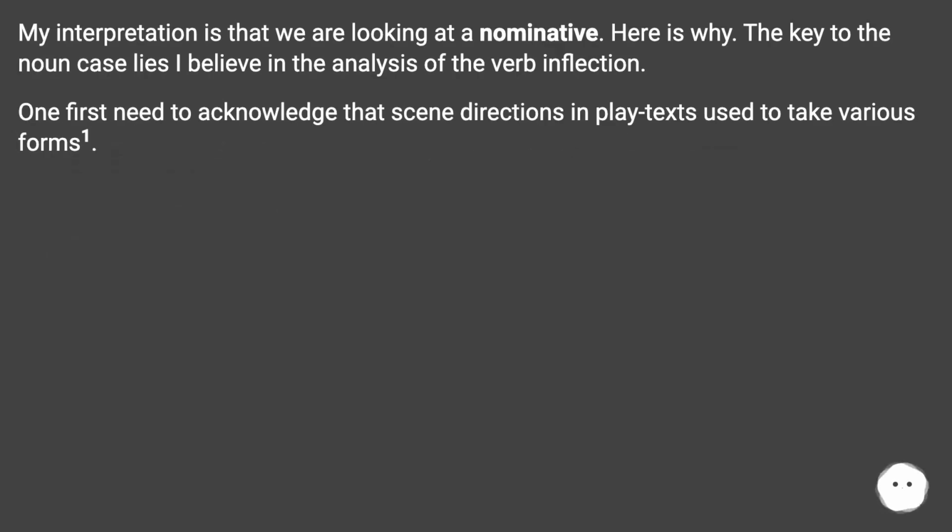My interpretation is that we are looking at a nominative. Here is why. The key to the noun case lies, I believe, in the analysis of the verb inflection. One first needs to acknowledge that scene directions in playtexts used to take various forms.